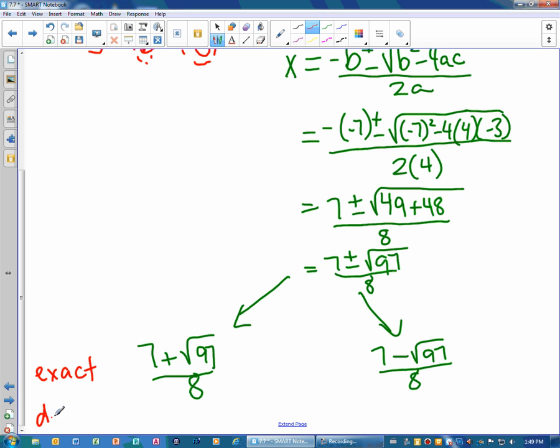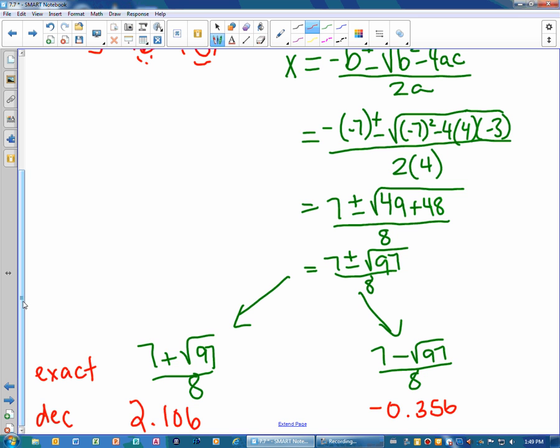And then for the decimal, you're just going to get out your calculator. I'm going to go 7 plus the square root of 97. Take that answer and divide by 8. Oops. So I get 2.106 to 3 decimal places. And then I'm going to go 7 minus the square root of 97. Divide that by 8. And to 3 decimal places, negative 0.356.